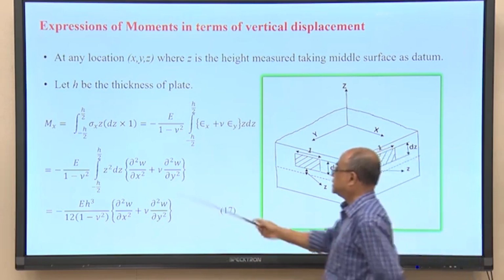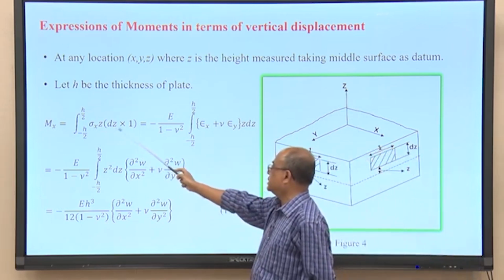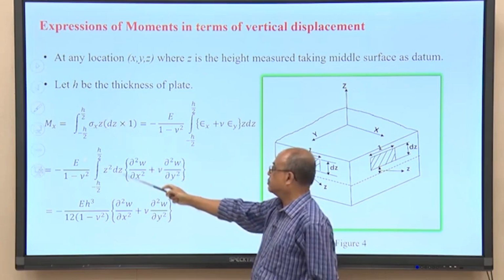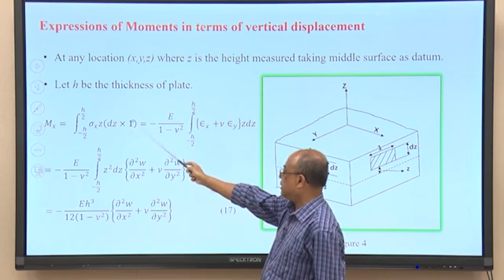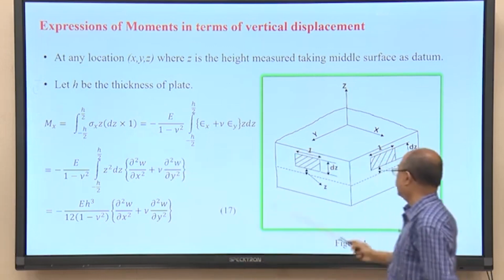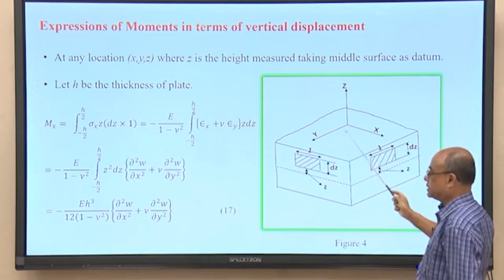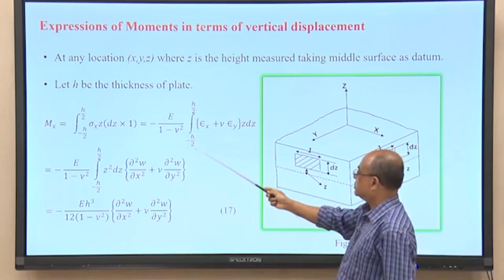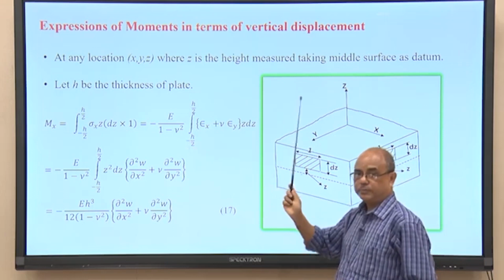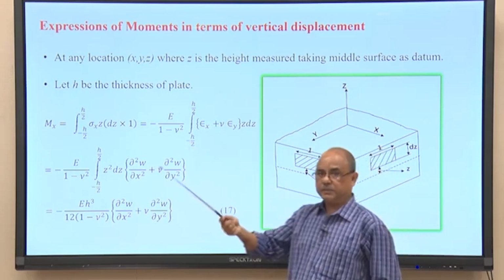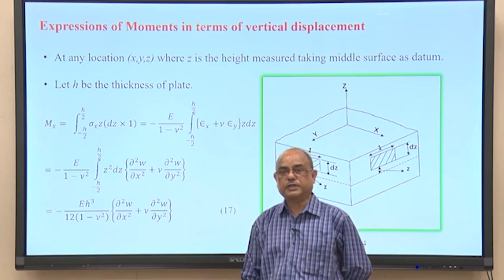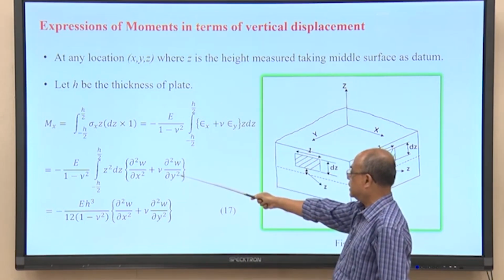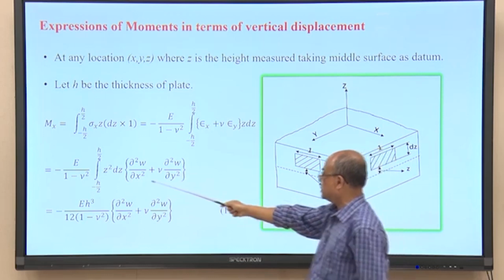So, the force is sigma x into dz into 1, where 1 is the area, and force into distance will give you the moment. If we integrate from minus h by 2 to plus h by 2, we will get the total moment. Now, substituting the sigma x that we obtained in the previous lecture, the expression for stress in terms of curvature, and then integrating with respect to z.